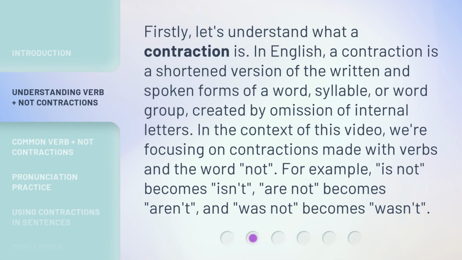Firstly, let's understand what a contraction is. In English, a contraction is a shortened version of the written and spoken forms of a word, syllable, or word group, created by omission of internal letters. In the context of this video, we're focusing on contractions made with verbs and the word not. For example, is not becomes isn't, are not becomes aren't, and was not becomes wasn't.